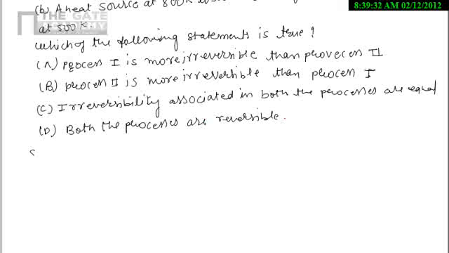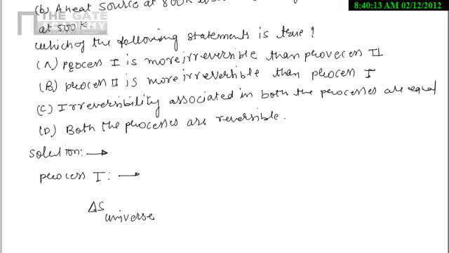So let's solve this problem. We have to find out whether the processes are reversible or irreversible and which process is more irreversible. If we find the change in entropy of the universe for these two processes, then the process having higher change in entropy of the universe will be more irreversible. So I will take process 1, and I am finding del S universe.